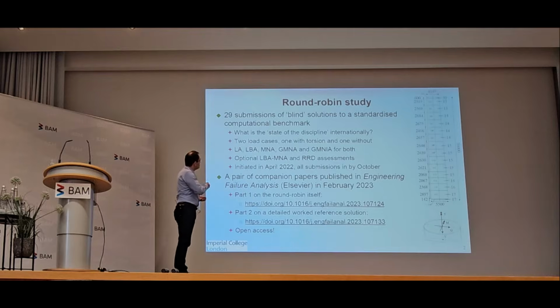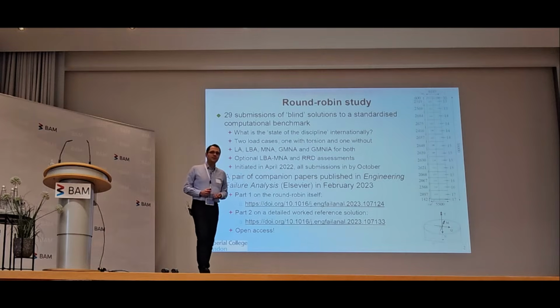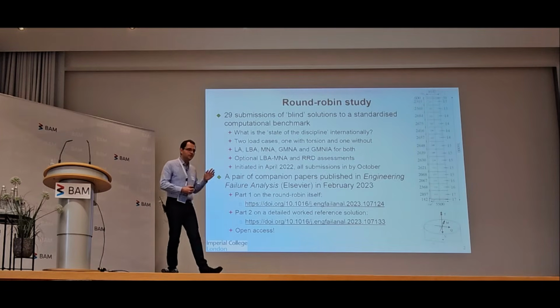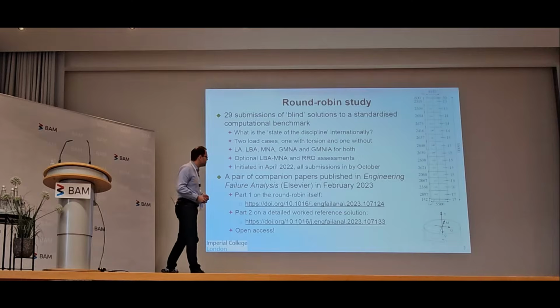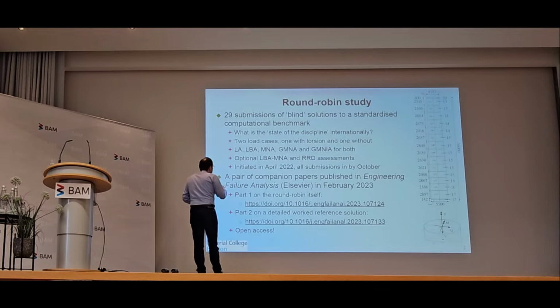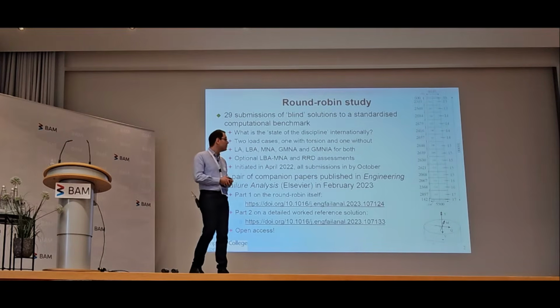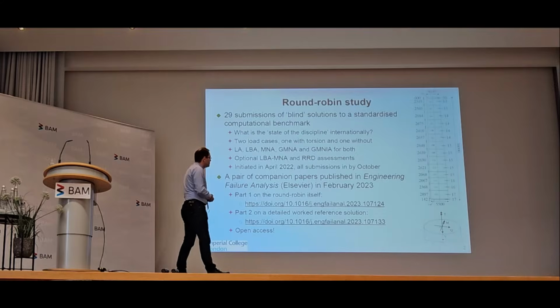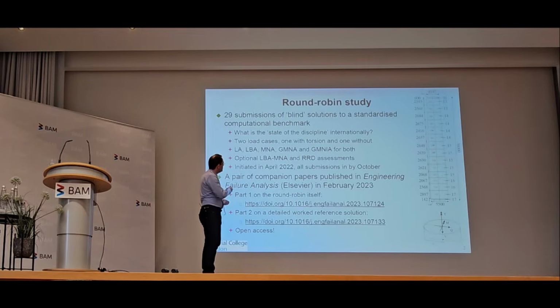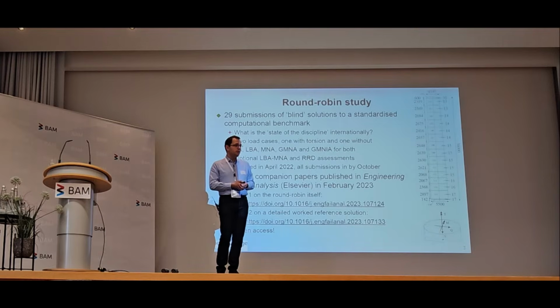And so everybody was asked to do an LA, an LBA, an MNA, a GMNA, and a GMNIA. If you don't know what these acronyms are, I will introduce each one in turn as we go ahead. Optionally, the participants were invited to do LBA-MNA assessments, or RRD. So RRD stands for Reference Resistance Design. These are two buckling design concepts that are in Eurocode 3 Part 1-6.